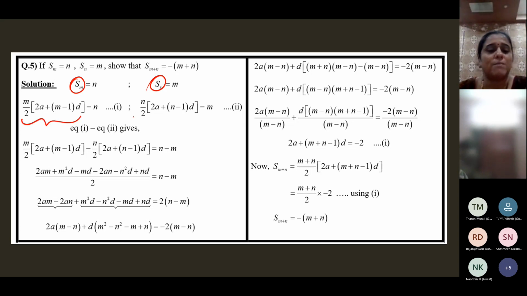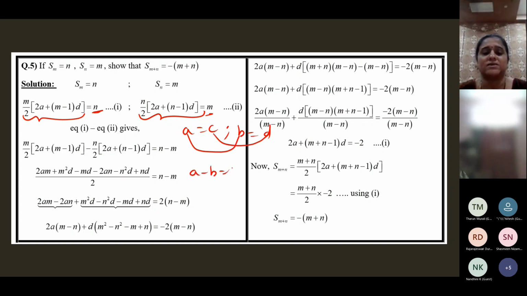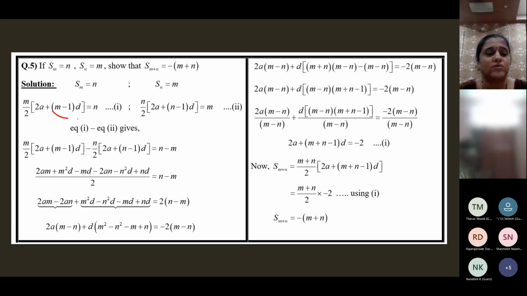Write this one minus this one is equal to n minus m. See, when you have a is equal to c and b is equal to d, you subtract the LHS: a minus b is equal to subtract the RHS, c minus d. Subtract the LHS, subtract the RHS. So subtract the LHS, this one and this one, is equal to subtract the RHS, n minus m. Is that understood?